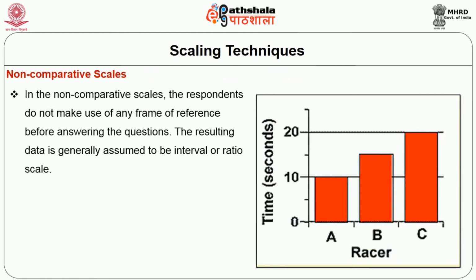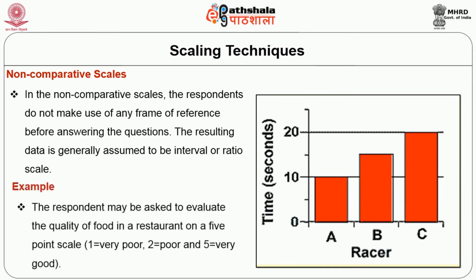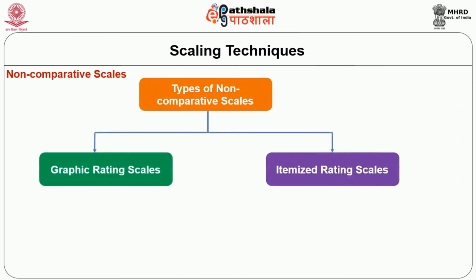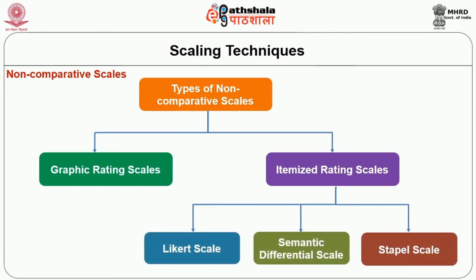In the non-comparative scales, the respondents do not make use of any frame of reference before answering the questions. The resulting data is generally assumed to be interval or ratio scale. For example, the respondent may be asked to evaluate the quality of food in a restaurant on a 5-point scale, 1 indicating very poor, 2 poor, and 5 very good. Types of non-comparative scales: graphic rating scale and itemized rating scale. Under itemized rating scale: Likert scaling, semantic differential scale, and Stapel scale.